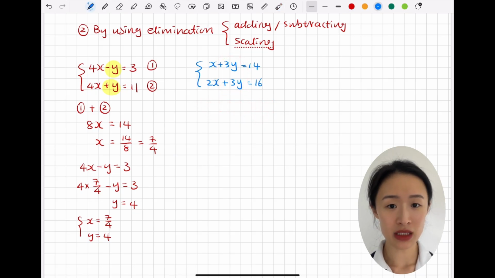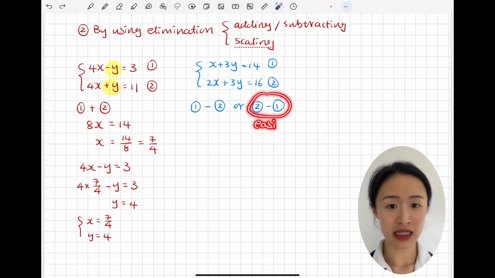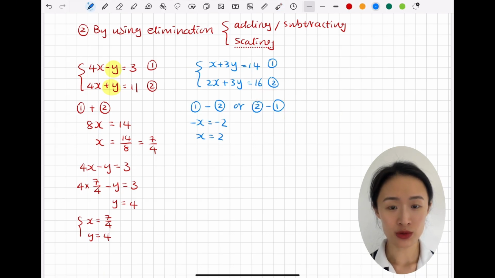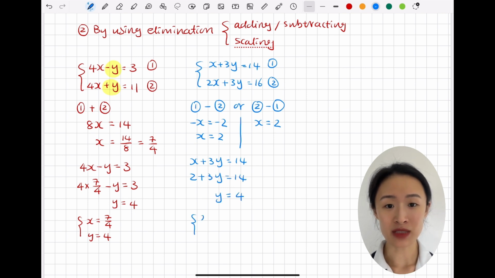I can't get rid of them. Instead of adding them together, what I wanted to do this time is subtract them away from each other. In this question, you can do 1 take away 2 or 2 take away 1. It doesn't matter. I think 2 take away 1 will be easier in this case, because I don't have to deal with the negative numbers. Taking away 1 from 2, what I have is x is 2. In order to work out y, I simply substitute x equal to 2 into one of the equations. Find out y is 4.